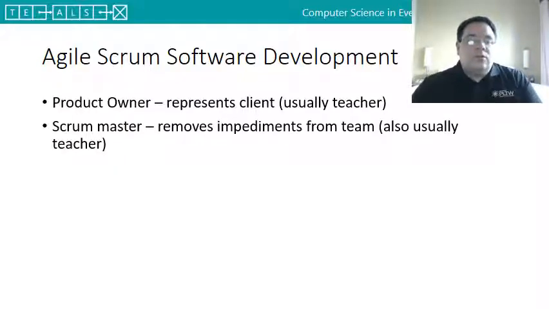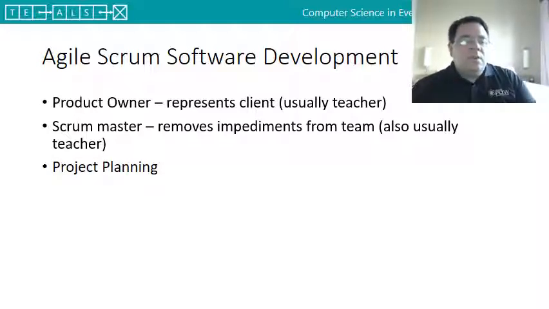A Scrum Master on a Scrum team would be an individual who removes the impediments that the team might have that would get in the way of them successfully completing their task. Again, that's oftentimes the teacher within the Project Lead the Way CSP classroom as you're working through a project with the Scrum Agile framework. But sometimes there could be a student if a more elaborate project is being put together with larger teams, and a student might be able to serve in that role as well.